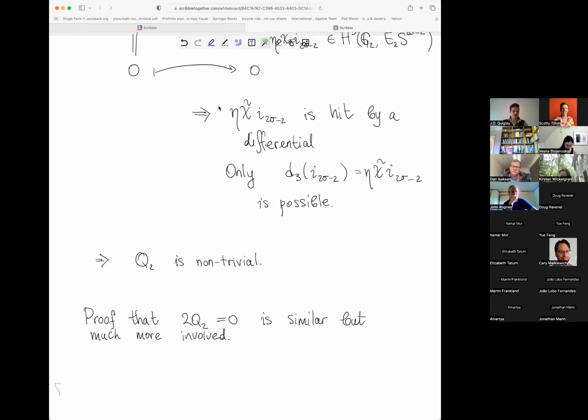And here I have just stated that the proof that 2 times Q2 is similar, but we need to take higher filtrations and higher truncations, and everything gets hairier, and much more of the cohomology of the stabilizer group plays a role in that.